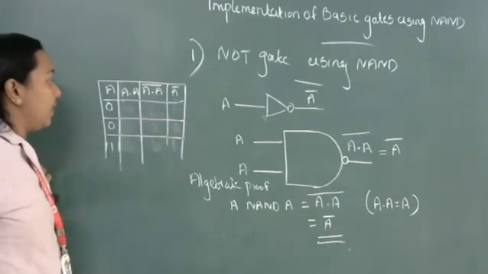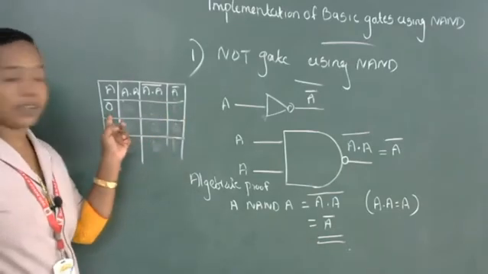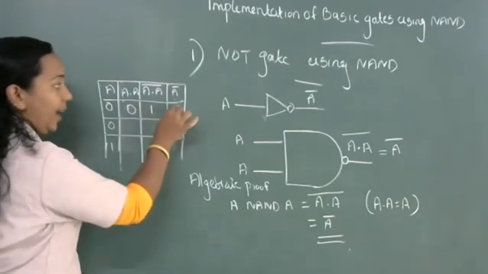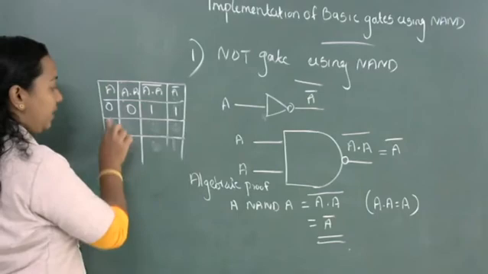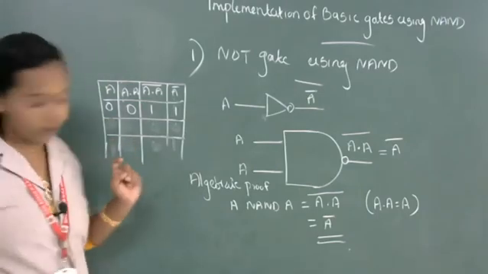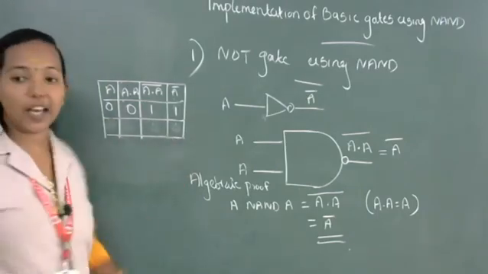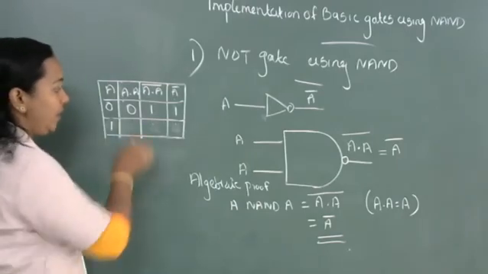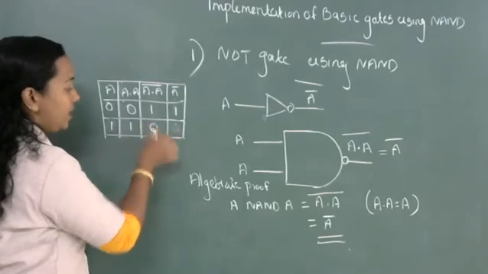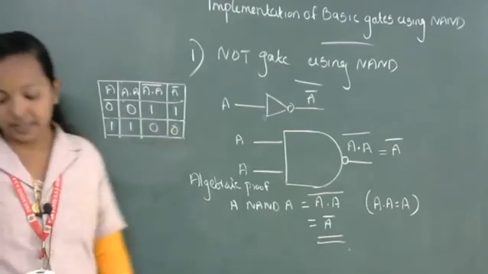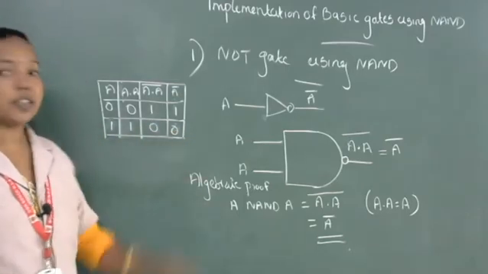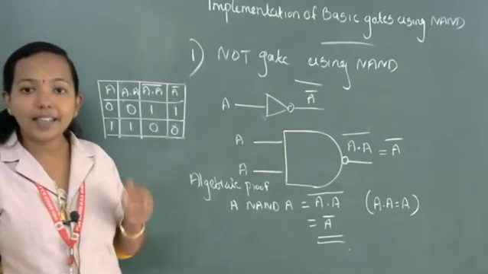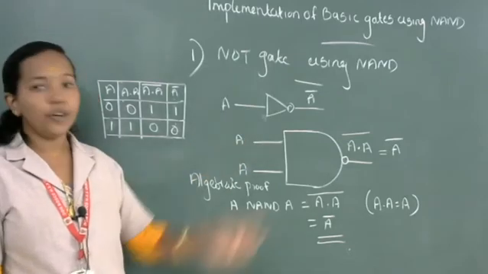Okay, then for 0, what is here? 0 into 0 is 0, its complement is 1, A complement 1. Then what will be the next value? Only two possible values are present because we are using a single variable. A is equal to 1: 1 into 1 is 1, its complement is 0, A complement also 0. So by this we can prove that using NAND gate we can implement NOT gate.